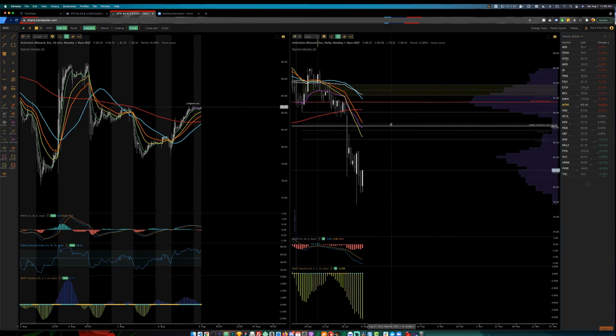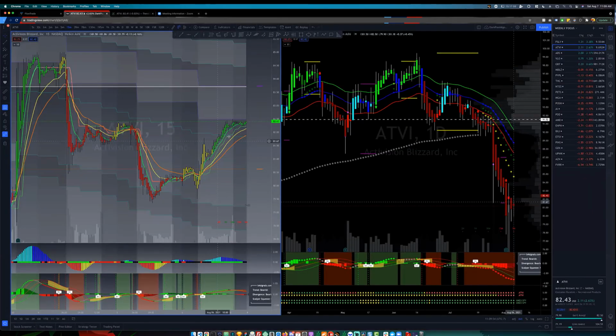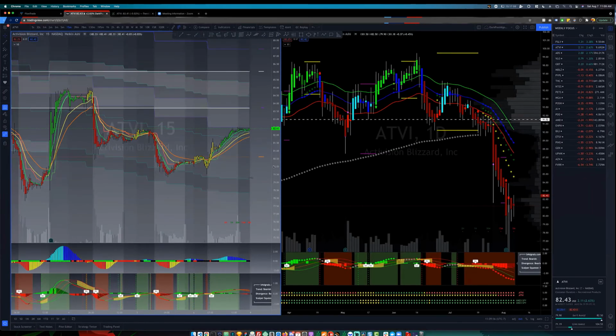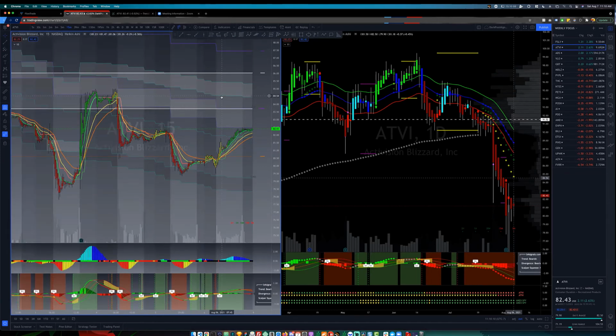So the move to point of control puts us up at 90. VWAP highest volume is also interesting at 88. So we've got a lot of overhead resistance to get through. Not super thrilled about it, actually. Daily cloud, weekly cloud, 4-hour top. That's pretty significant resistance. Yeah, this is going to be an interesting one. So just tread lightly when it comes to ATVI.